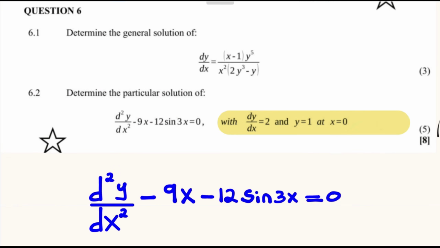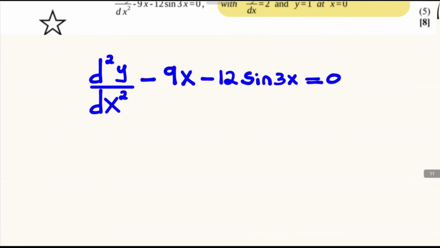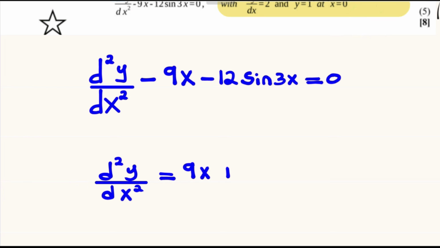Question 6.2, we are to determine the particular solution of this second order differential equation, and I have shaded in yellow the initial conditions which we will use to determine the particular solution. So we have the d squared y divided by the dx squared. We move the negative 9x from the left to the right, it will change sign to positive 9x. We move the negative 12 sin 3x from the left to the right, it will change sign to positive 12 sin 3x.